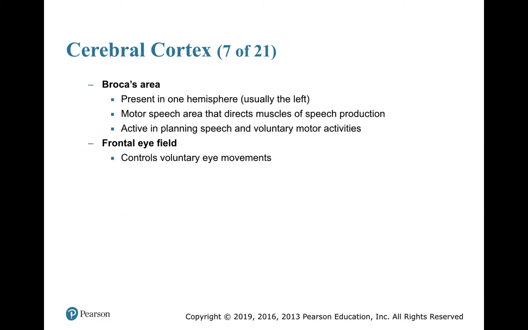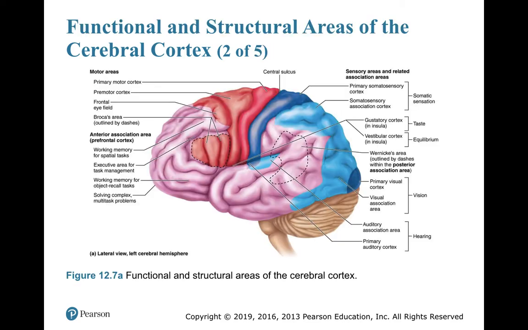Another region is Broca's area. It's only in one hemisphere, and that hemisphere in most people is usually the left. It directs the muscles that control speech production, and it's active in planning speech and voluntary motor activities. The frontal eye fields control voluntary eye movements. So here's that central sulcus, and what we've been talking about is what's in front of it. So this is the precentral gyrus. It's a gyrus that's in front of the central sulcus.